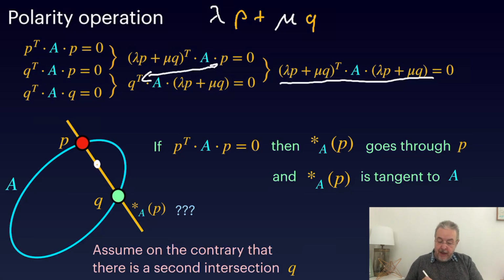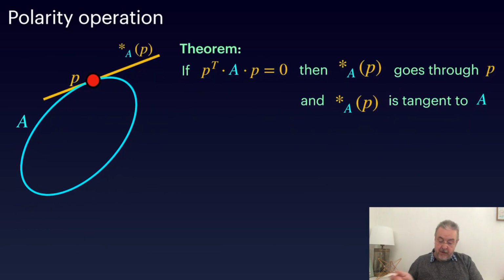So we just proved that there is no other point except P lying on the conic, which means that we really get a tangent. So let's call this a theorem. If we consider our mapping star A and map our point P, we get a line that goes through P and is tangent to the conic. So we have a nice way of constructing the tangents through a point on the conic by simply multiplying with the matrix A.